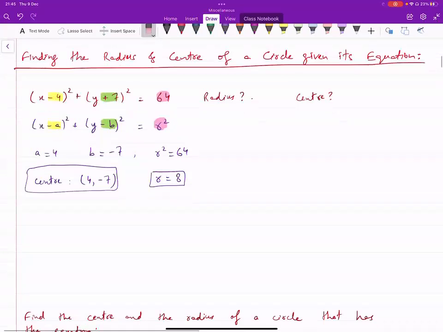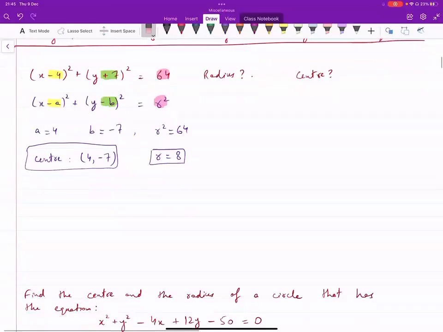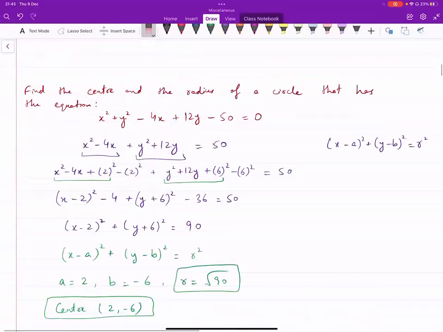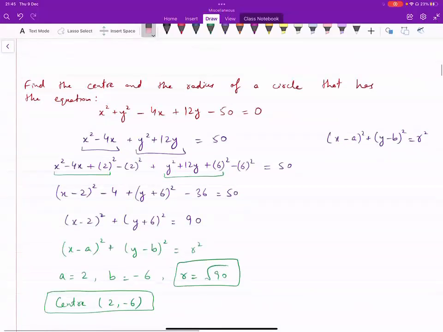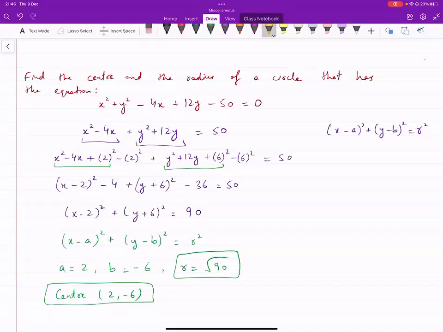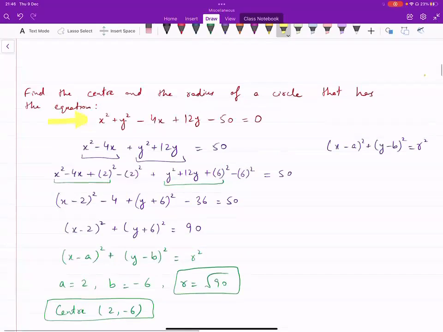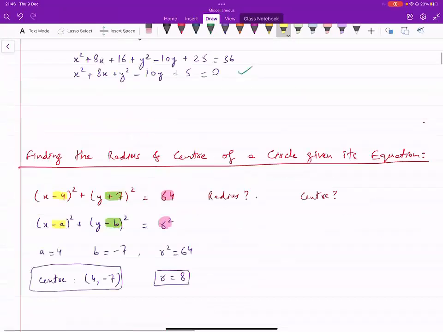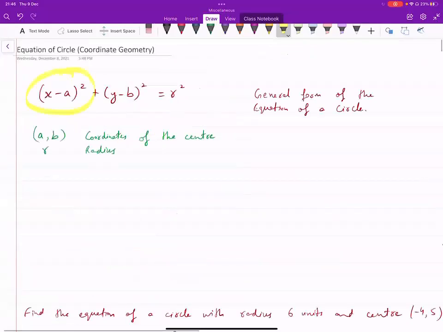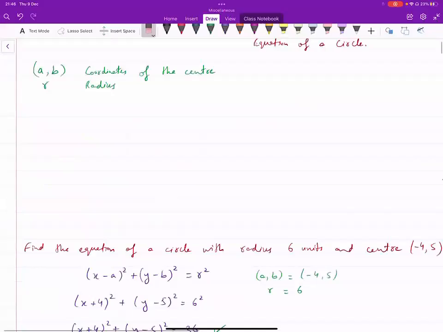Now, it's not going to be that straightforward always. A lot of times you have the expanded form of the equation of a circle given. So for example, you want to find the center and the radius of a circle that has an equation that looks like this: x square plus y square minus 4x plus 12y minus 50. Now it's not in the standard form. In the standard form, we have completed squares like this: x minus some constant whole square, y minus some constant whole square. So we got completed square.